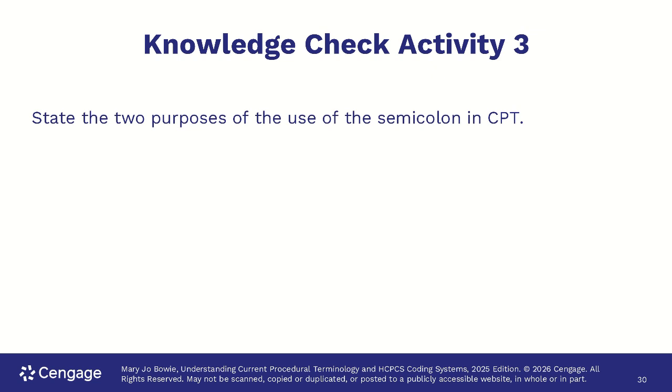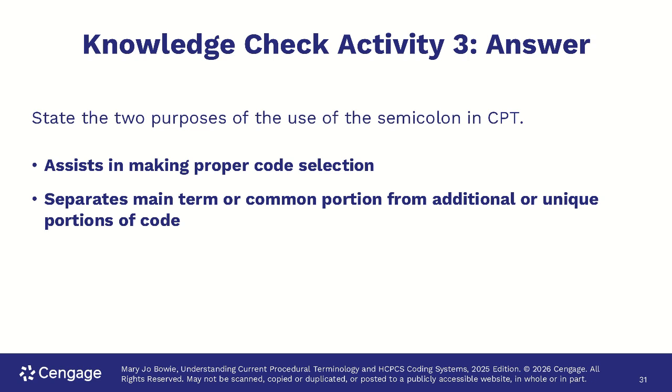All right, knowledge check number 3. State the two purposes of the semicolon. I like to say that they basically are saving printing space, right? Because they can't reprint that same line over and over and over again. The book would be huge. You would need a wheelbarrow to carry it if they didn't use this format. And so it assists in making the proper code selection.